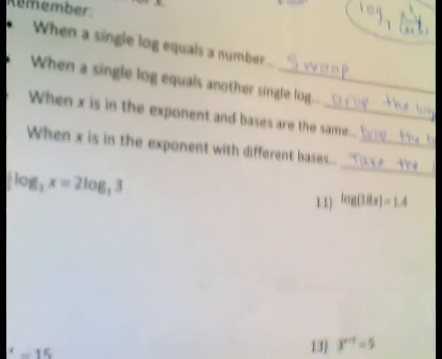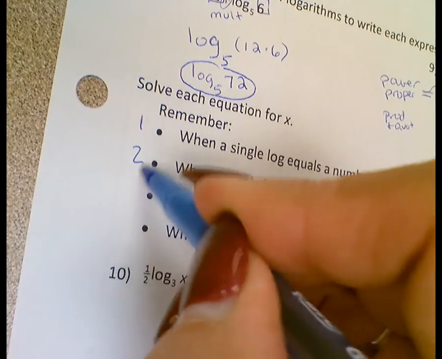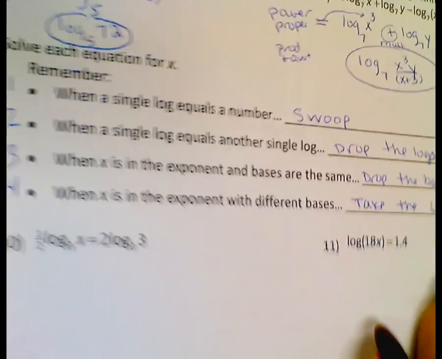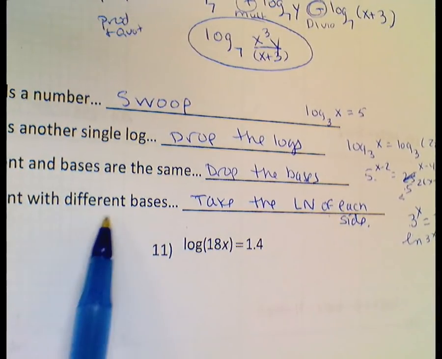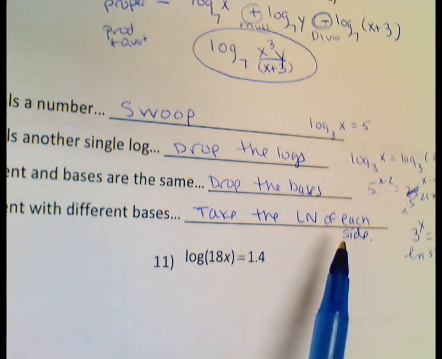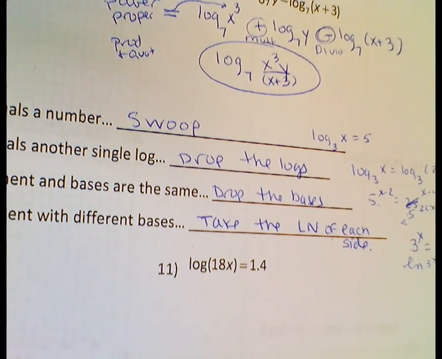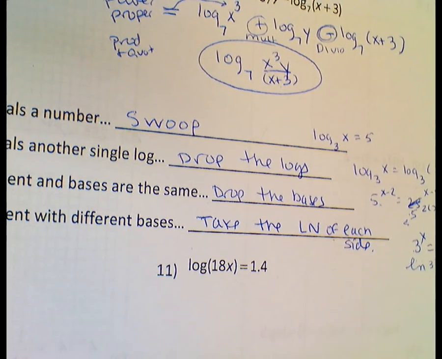All right, here we go. So which case do we have? Let's number these 1, 2, 3, and 4. 4 is if x is in the exponent with different bases, take the natural log of each side. So I'm going to be asking you which case we're in.